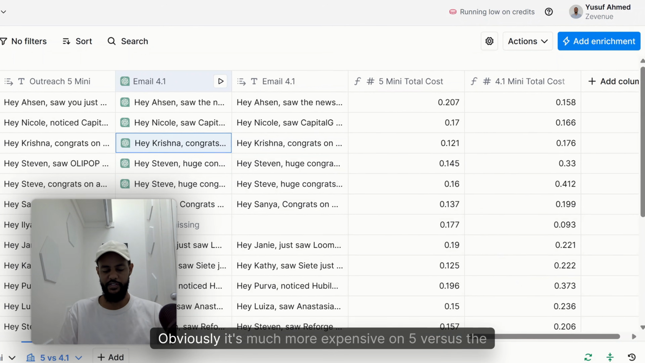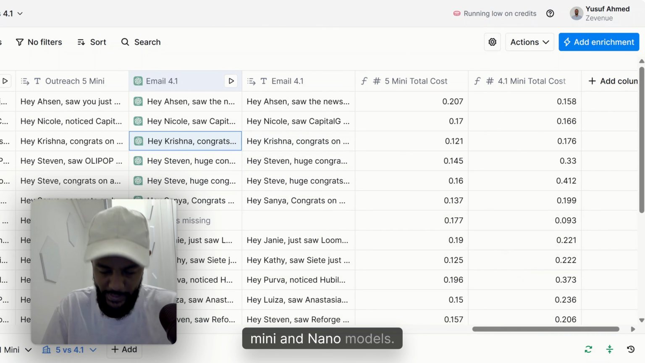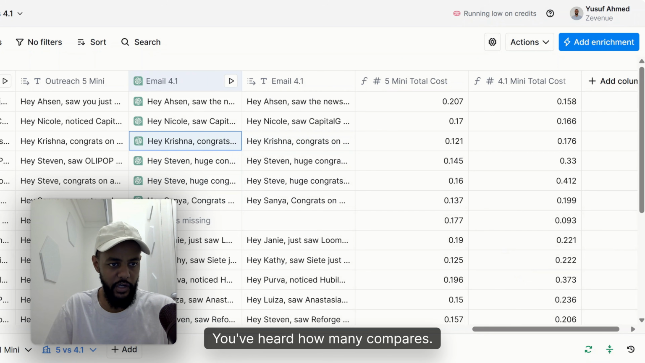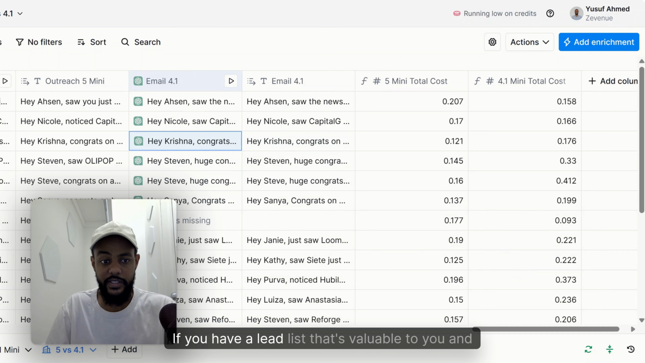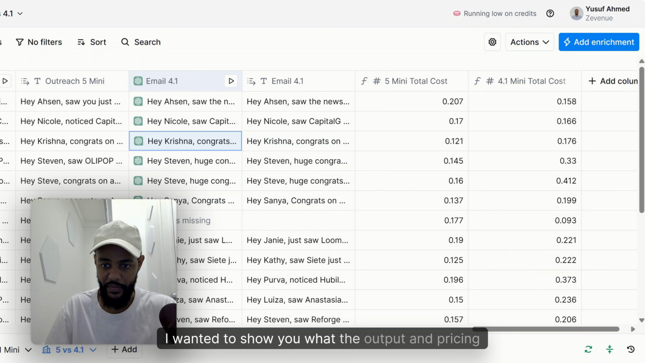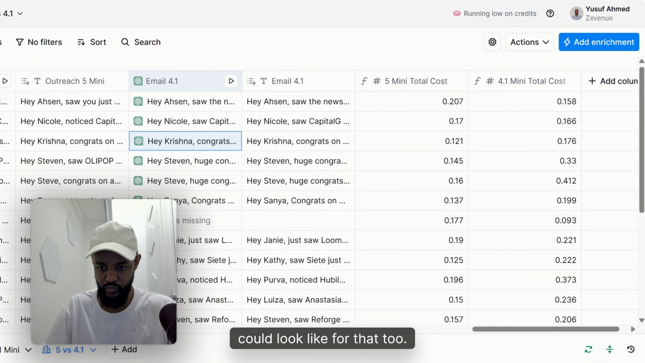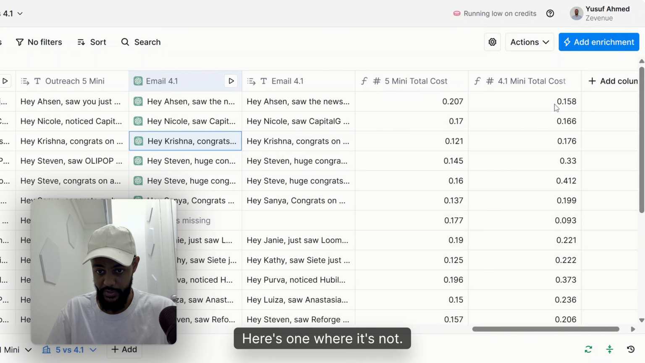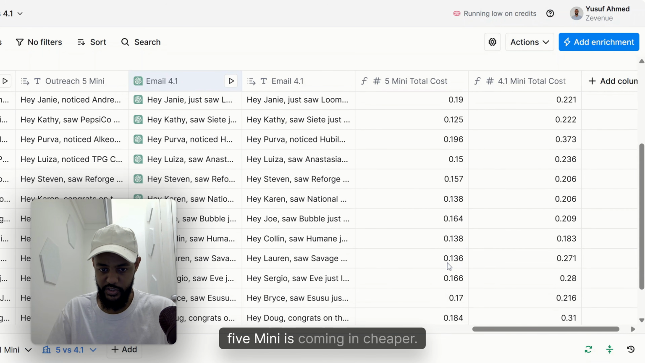obviously it's much more expensive on 5 versus the mini and nano models, but you've heard how nano compares. You've heard how mini compares. If you have a lead list that's valuable to you and you want to run them on the actual top tier models, the best 4.1 model and the best 5 model, I wanted to show you what the output and pricing could look like for that too. The conclusions are the same. 5 mini is cheaper in most cases. Here's one where it's not. But as you scroll through, you'll see for nearly all of these, 5 mini is coming in cheaper.